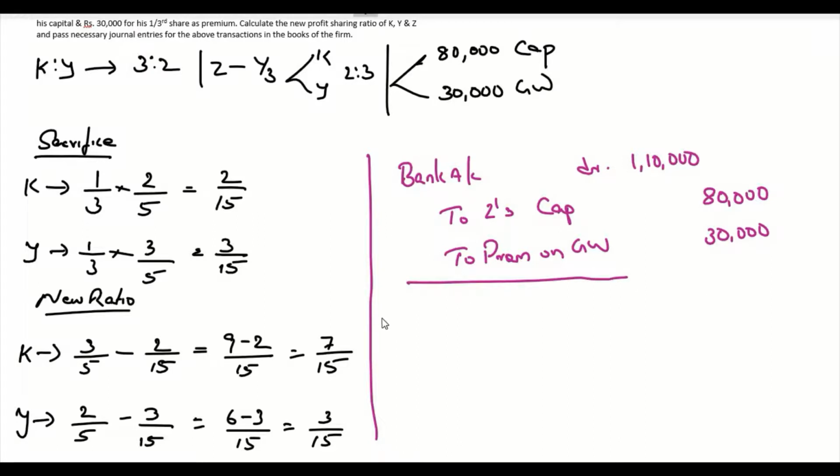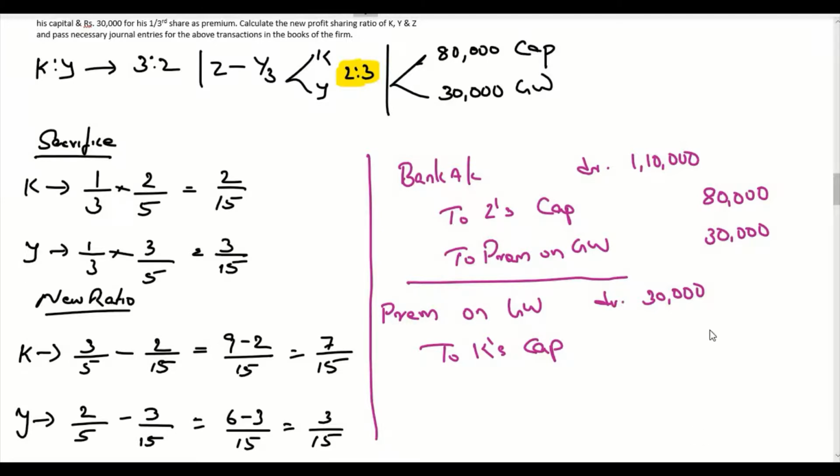Then this premium on goodwill has to be divided among the old partners in sacrificing ratio. So premium on goodwill debit 30,000 to K's capital. The sacrificing ratio is given in the question, which is 2:3. So to K's capital, it is going to be 12,000. To Y's capital, it's going to be 18,000.